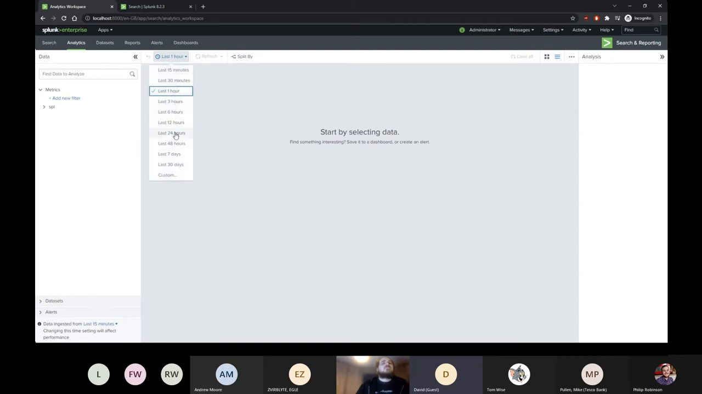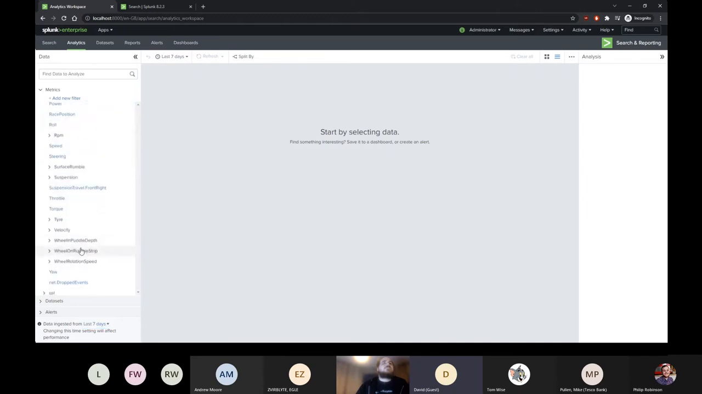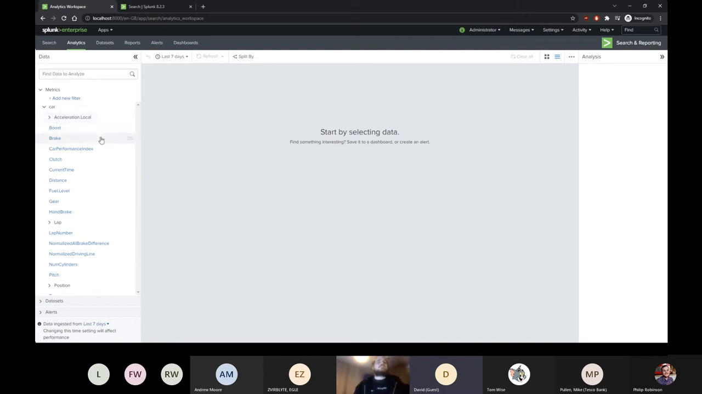So if I look back over the last 48 hours, or even the last 7 days, it should be down here. There we go. Not quite sure what the difference between these two settings are, but anyway, we've now got our car metrics, and you can see that there is a lot of different metrics values that we can click through.